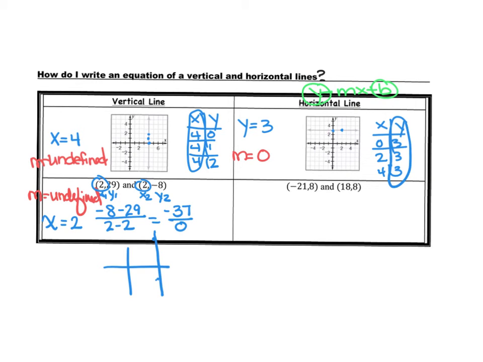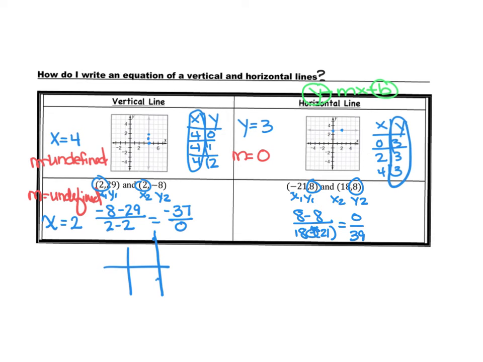So let's take a look at what it looks like if you have it between 2 points. Let's label our points. We're going to find the slope first. So I'm going to take y of 2 minus y of 1, all over 18 minus -21. So 8 minus 8 is 0. And then we have 18 plus 21, and we're going to have 39. And anytime you have 0 on the top of any number, that slope is 0.